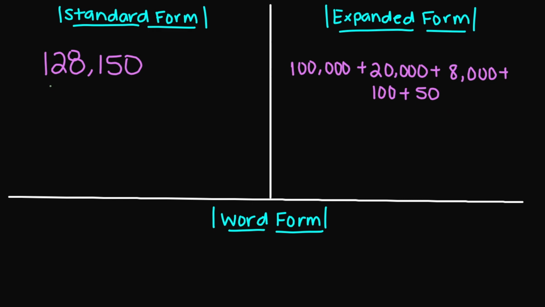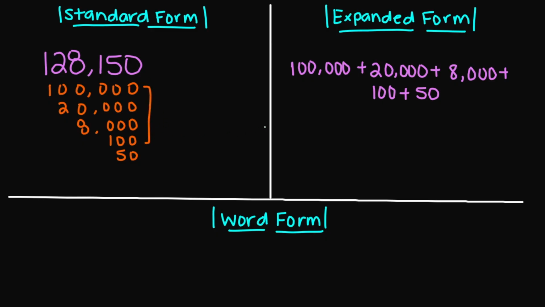And if you do not understand how to write your expanded form, this is a good way to expand it. So you have 100,000 here, and then you go down to 20,000, and then you go down to 8,000, and then you go down to 100, and then you go down to 50. And as you can see, we do not have any ones, so your ones place here is just going to be 0. This is my expanded form, which is what I wrote here on this side.